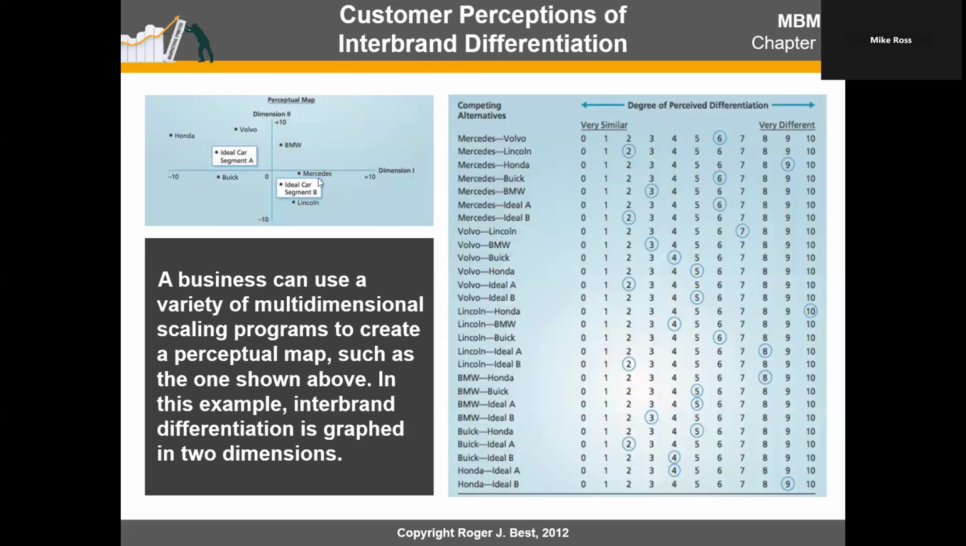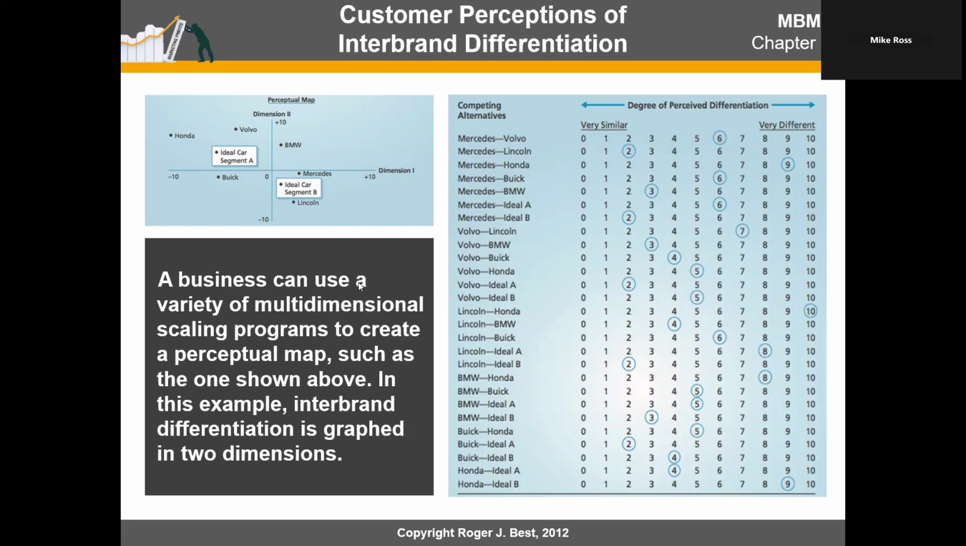So, one thing we can do, and here Best introduces this notion of multidimensional scaling. This can give us an idea of brand strength. Basically, what we're saying here, if we look on the right, this map on the left is sort of derived from this math table on the right.